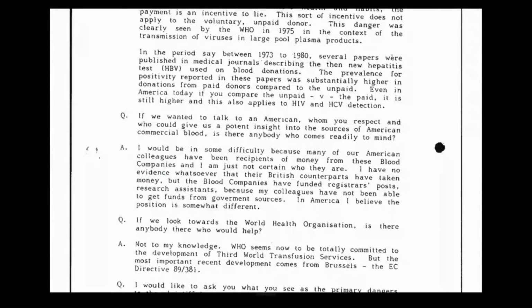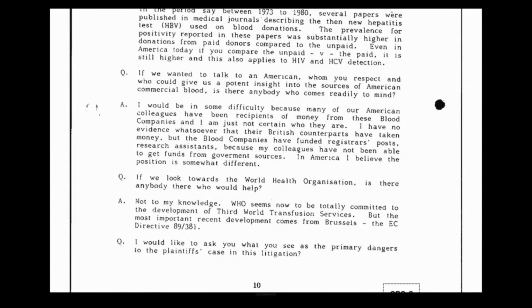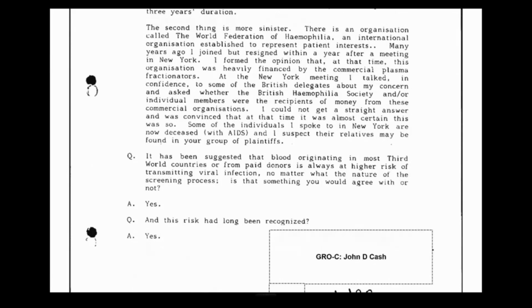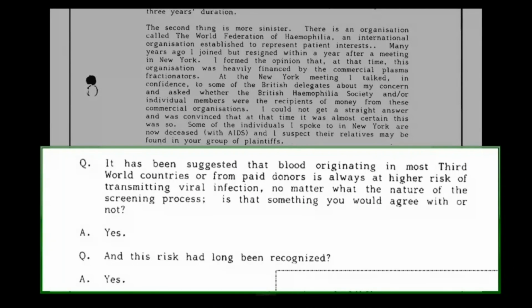And then next page, towards the bottom of the notes, the question is put in these terms: it's been suggested that blood originating in most third world countries or from paid donors is always at higher risk of transmitting viral infection, no matter what the nature of the screening process. Is that something you would agree with or not? Answer, yes. And this risk had long been recognised. Answer, yes. There, Professor Cash's views recorded in 1990, touching on both issues of risk and on matters of self-sufficiency in both Scotland and England.